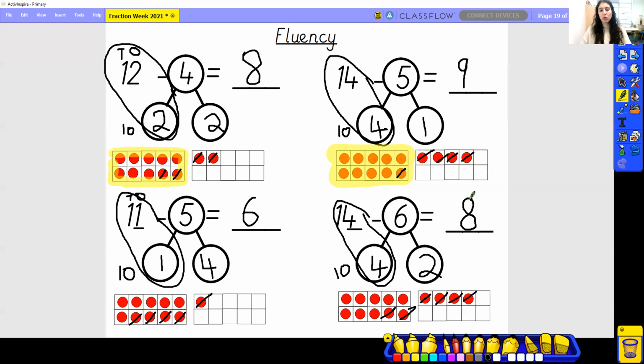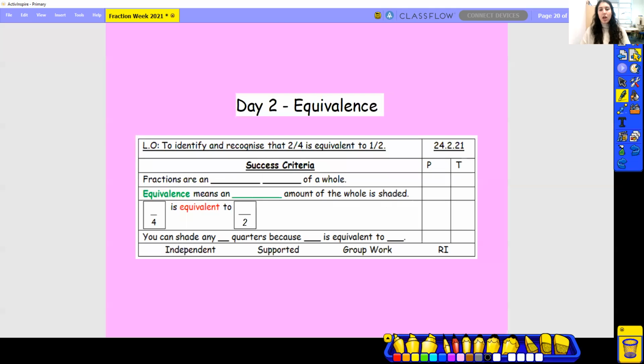And we can do that much more easily because we're confident with our number bonds to 10 as opposed to just doing 14 take away 6 in our heads and just knowing it. The more we practice this, the more we will build up to just being able to know it.